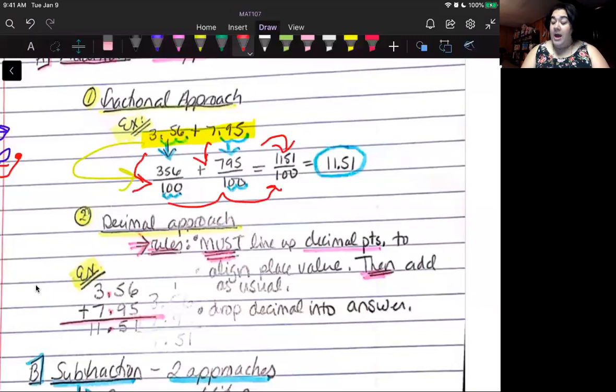Now, how do we convert this fraction back into a decimal? Two ways. By hand, all you have to do is think, okay, I have a numerator that is 1151.